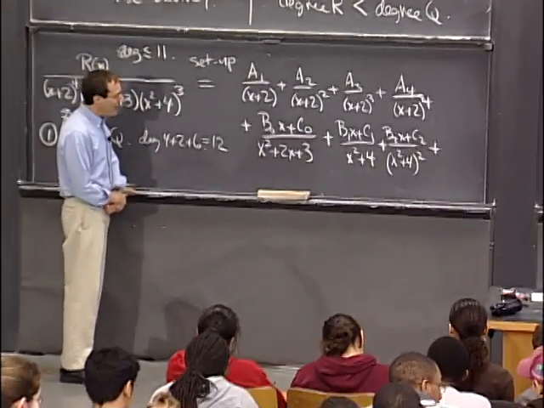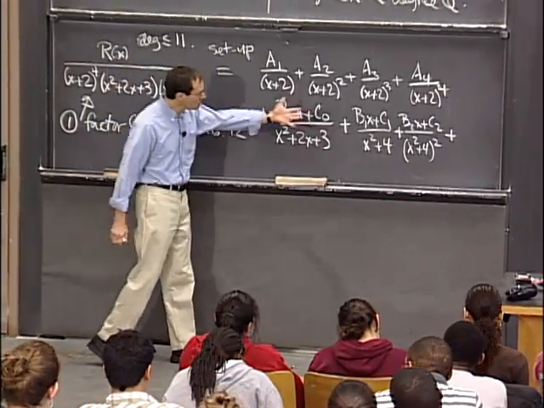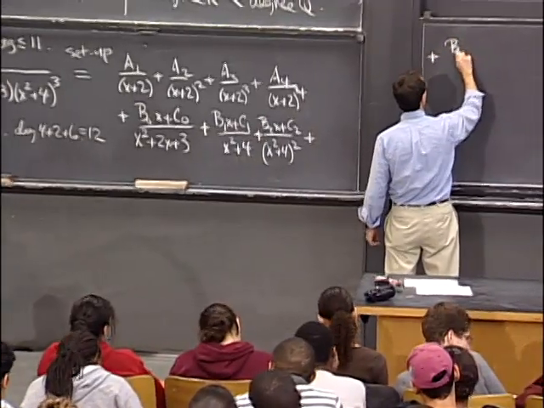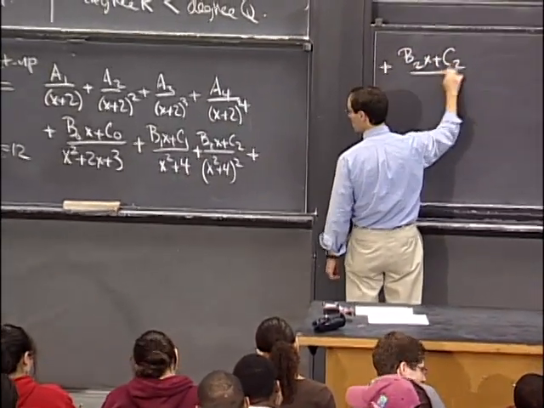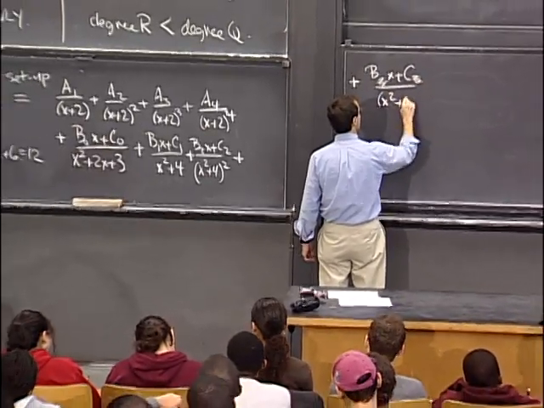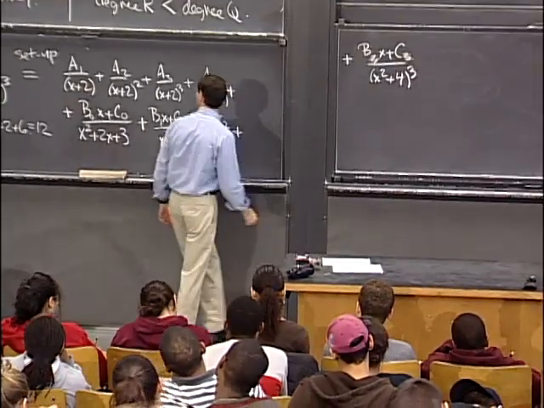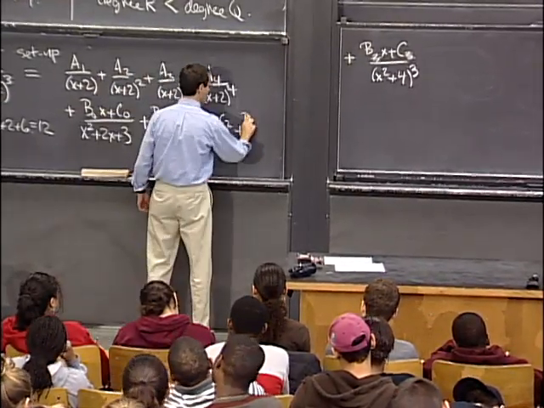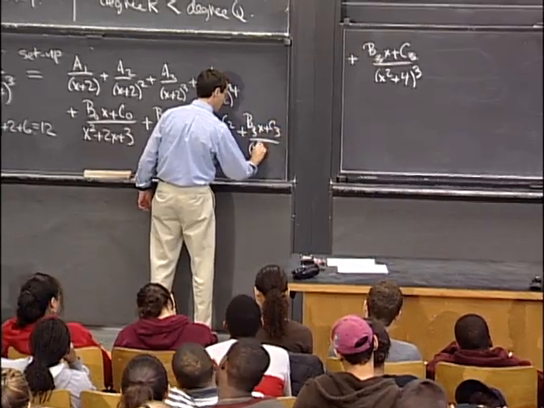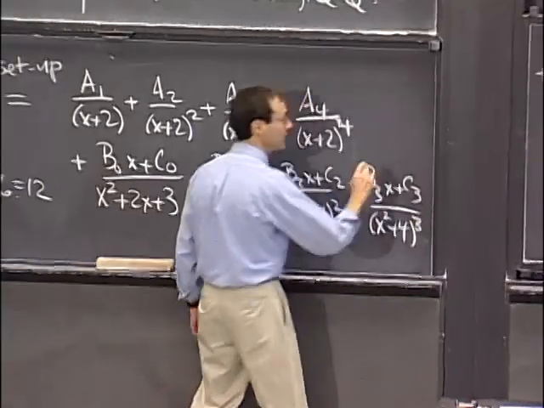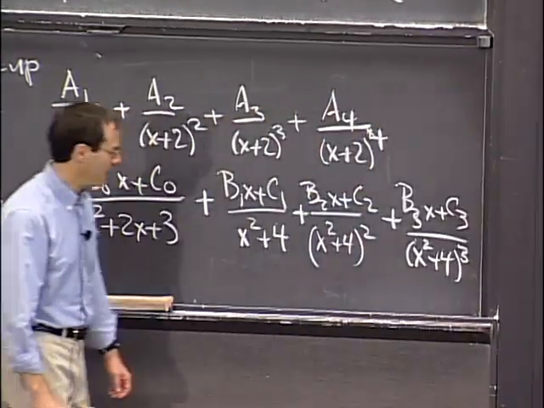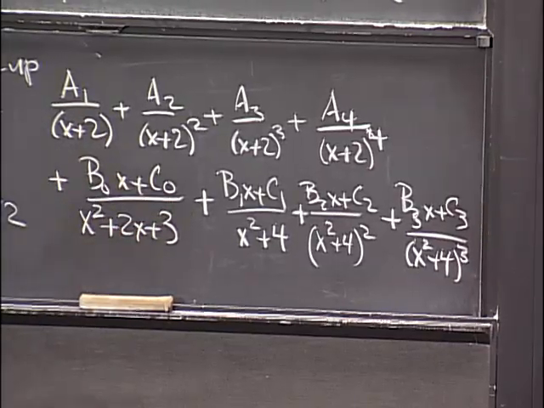All right. Yeah, so this is so long that it runs off the blackboard here. So let's continue it on the next. We've got this b2x plus c2. Oh, sorry, b3x plus c3, x squared plus 4 cubed. All right. Oh, I guess I have room for it over here. So we'll put it over here. All right? I'm going to talk about this in just a second. All right, so here's the pattern.